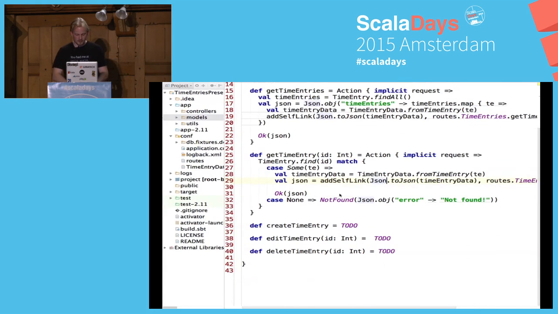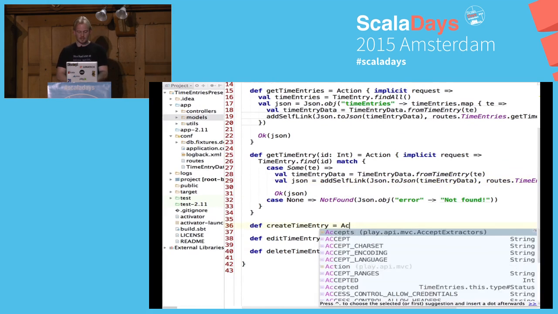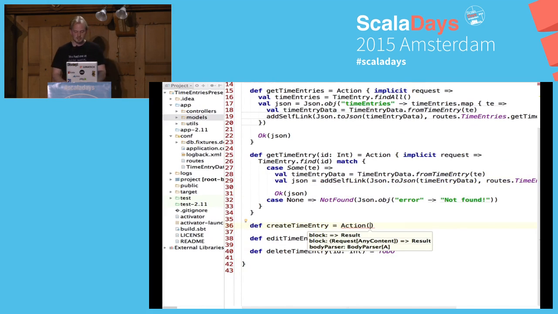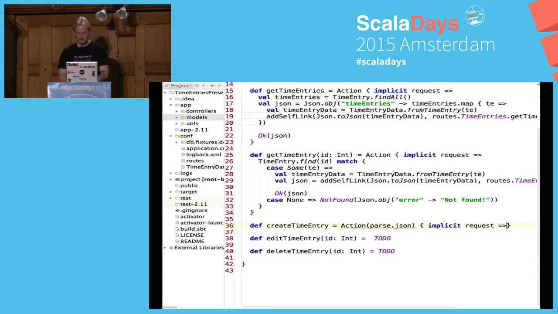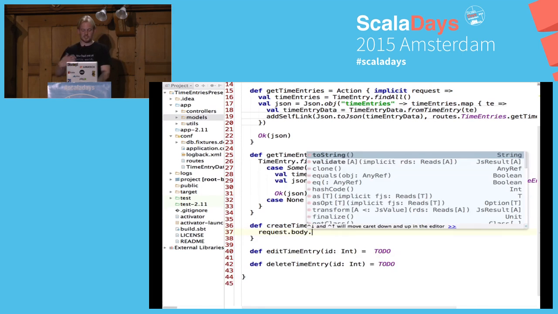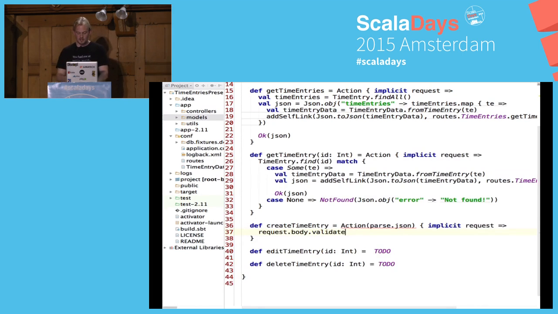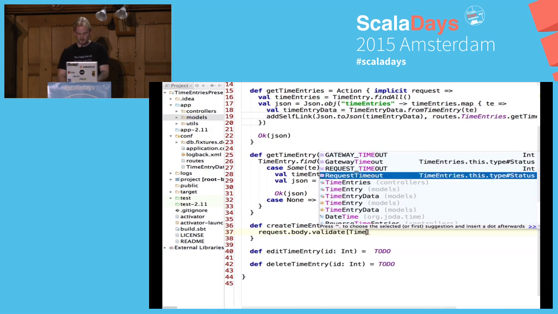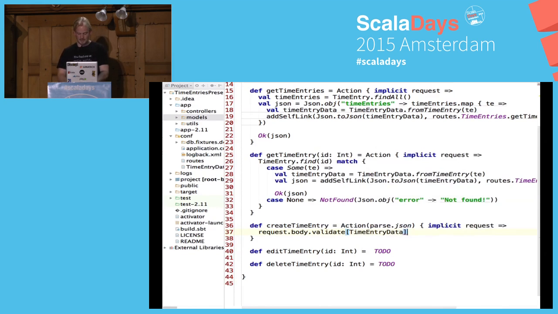So we also want to create time entries. You do this with an action that should only accept one certain type of JSON, in this case application/json, and you want the body to be parsed already, so you can use parse.json. Then you use your implicit request again, and from that request you can get the body. That will be a JSON value, and you can validate it as the object you want it to be, in this case time entry data. This can go either wrong or right, so then you can fold over it.